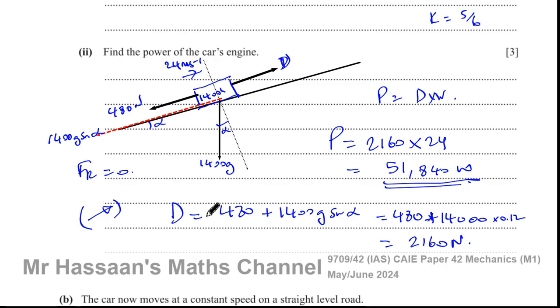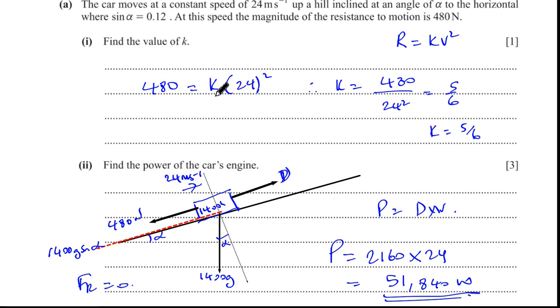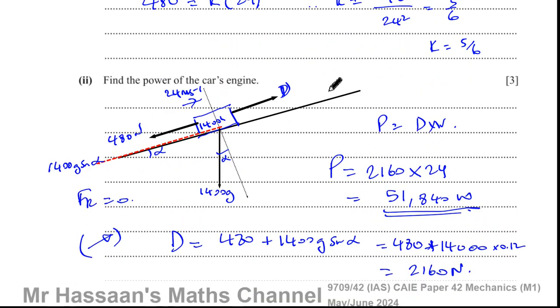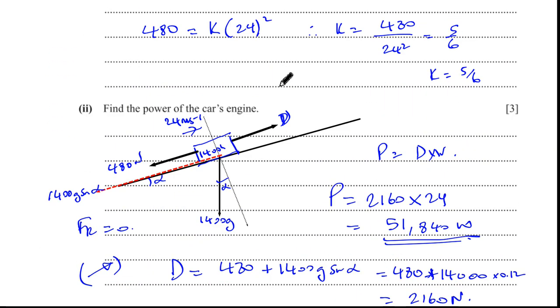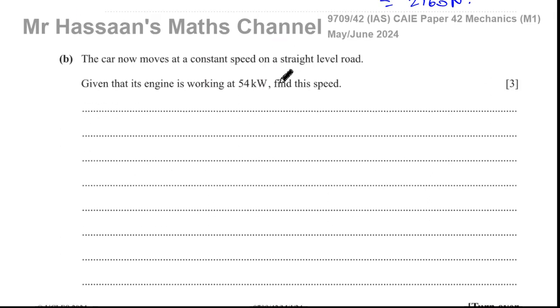Okay, how do we know that the driving force is equal to these two? Because it's going at a constant velocity. The resultant force is equal to 0. So the driving force is equal to those two. Okay, and so that is the answer to part A, part 2. Then we've got part B.